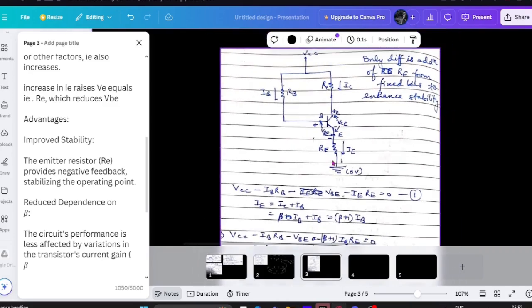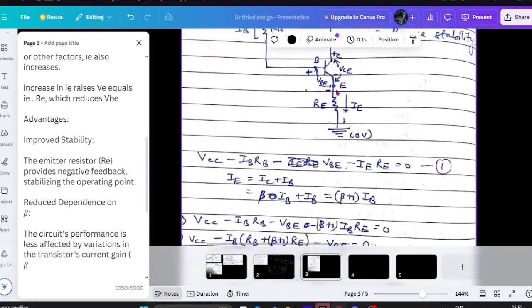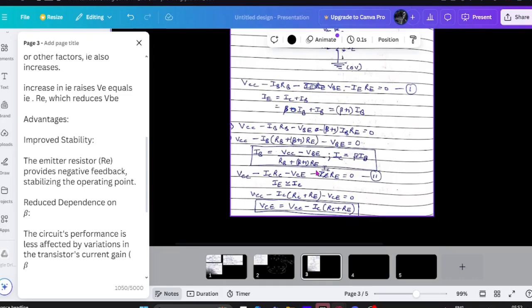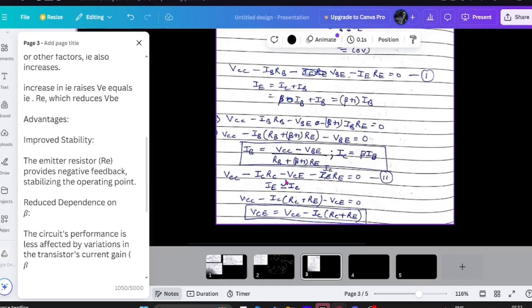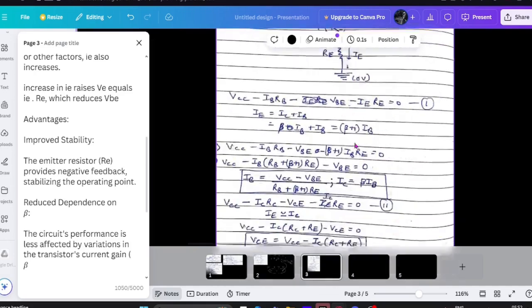Now, how is IC the same? How is IC here and IC here? The only part of the division for current is happening only here. This is where IB flows from, this is where IC flows from, and this is IE in itself. So yeah, this is VCC minus ICRC minus VCE minus IERE equals 0.